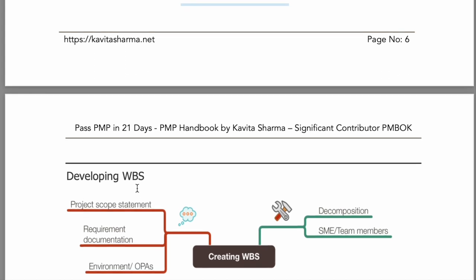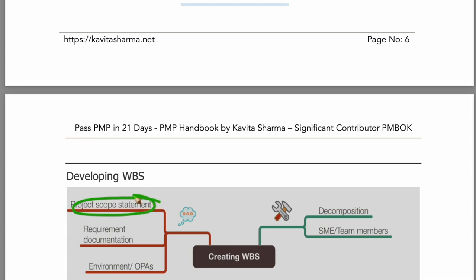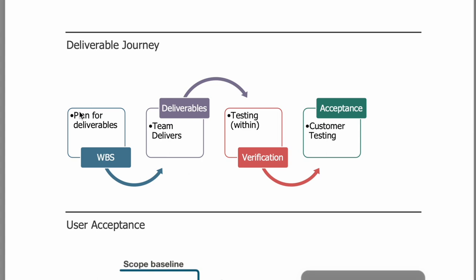Then we go ahead and develop the WBS. How do I go ahead and develop the WBS? We look at the entire project scope statement. I look at this and then I decompose. Whom do I decompose it with? I decompose it with my team members or the SMEs. This is a core concept you should know.